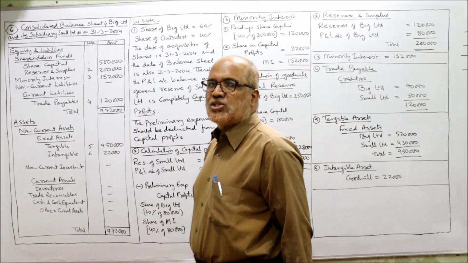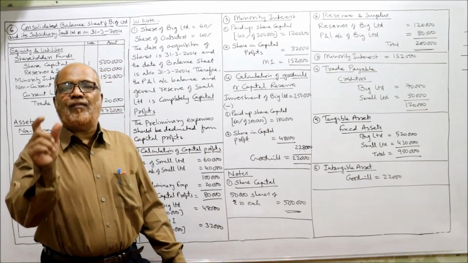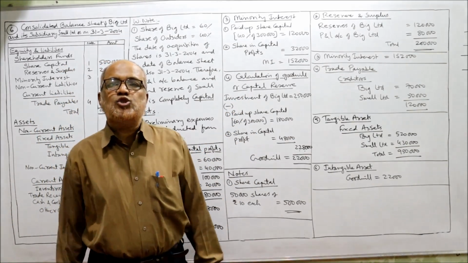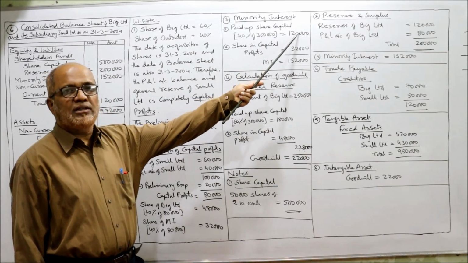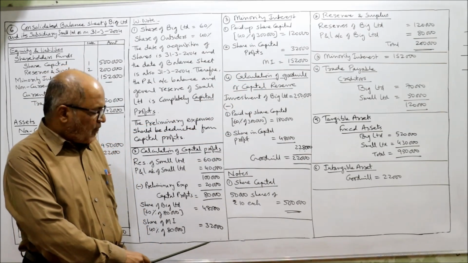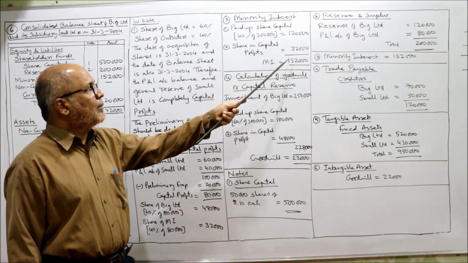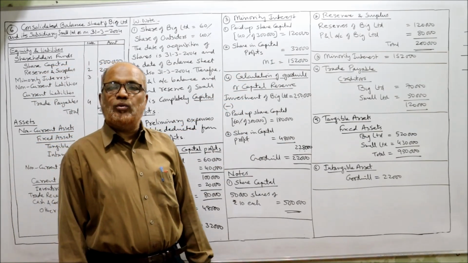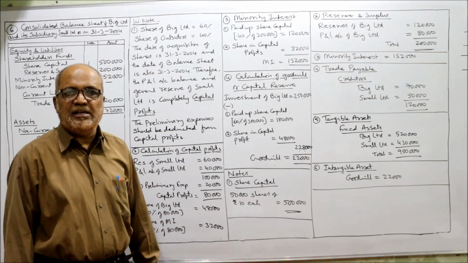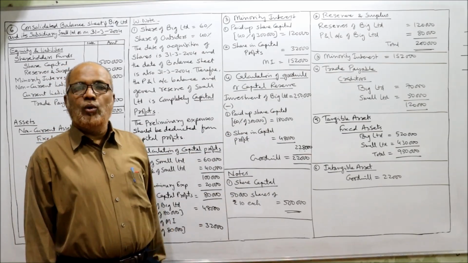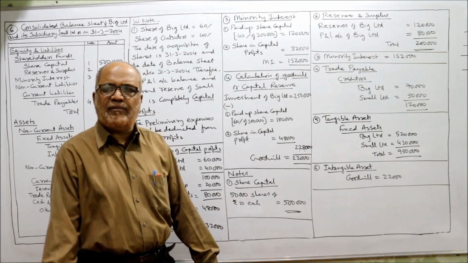Now minority interest value, how much is the amount of minority interest? Paid up share capital, 40% of Small Limited's share capital 3 lakh, 40% is 1,20,000. Now share in capital profit, just now we have calculated 32,000. So total minority interest 1,52,000. This will be taken in the consolidated balance sheet on the liability side. Then calculation of goodwill or capital reserve. As usual, in every problem we are doing the same way.